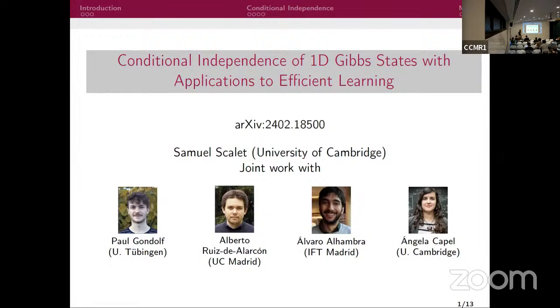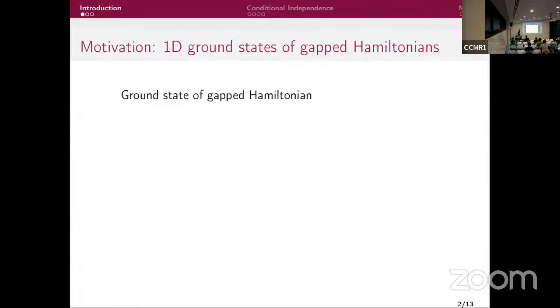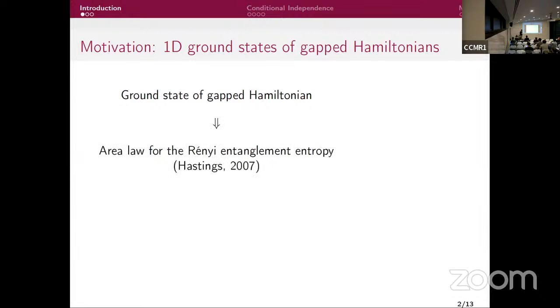Before I talk about conditional independence of 1D Gibbs states and learning, I just start with something kind of off topic, which in my view motivates this work, namely gapped ground states in 1D. Ground states in 1D are computationally very hard, but it was found a while ago that if you assume a gap on ground states in 1D, then you can prove something about them, namely that they have an area law for the Renyi entanglement entropy. If you don't know what that is exactly, I'm not going to explain it, it's not important for the talk. The result is by Hastings a while ago.